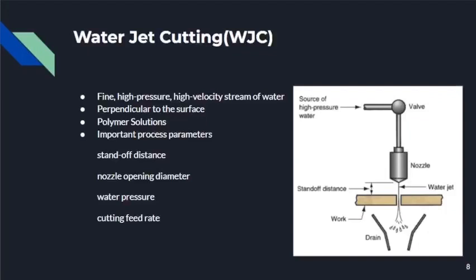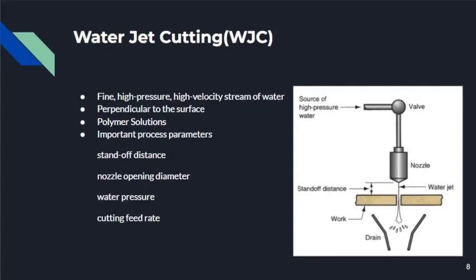Water jet cutting uses a fine, high pressure and velocity stream of water impacting the material surface perpendicularly. In water jet cutting, the fluids are preferred to be polymer solution because it tends to form a coherent stream. As the diagram shows, the fluid goes through the tube and is ejected by the nozzle directly to the surface in order to make sure the pressure approaches maximum.